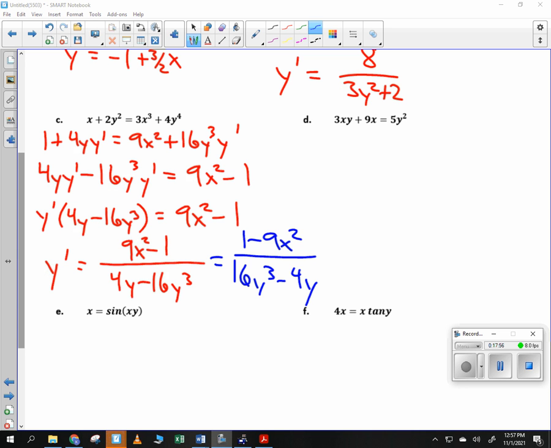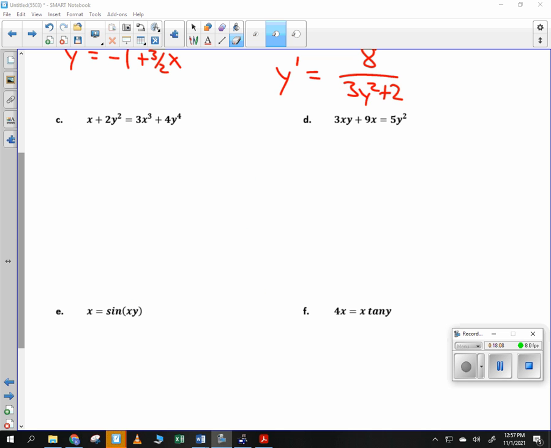Now, why would that happen? I put my y primes on the left side. If you put them on the right side, you would have gotten this expression. They are the same. Okay, good work. What's different about letter D? What do we do? What do you do if you have 3x times y? Product rule. All right.